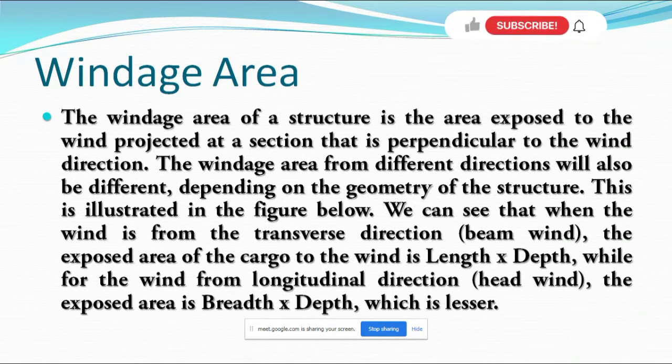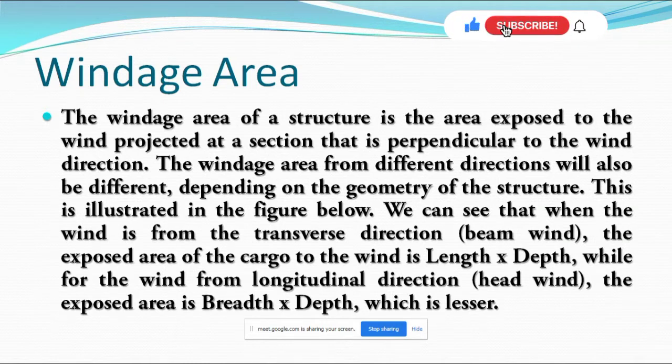Later on, we can see that the wind is from the transverse direction, or on the beam side. When we say beam side, that is 90 degrees. So the exposed area of the cargo to the wind is length times depth, while for the wind from longitudinal direction, or head wind, the exposed area is breadth times the depth.